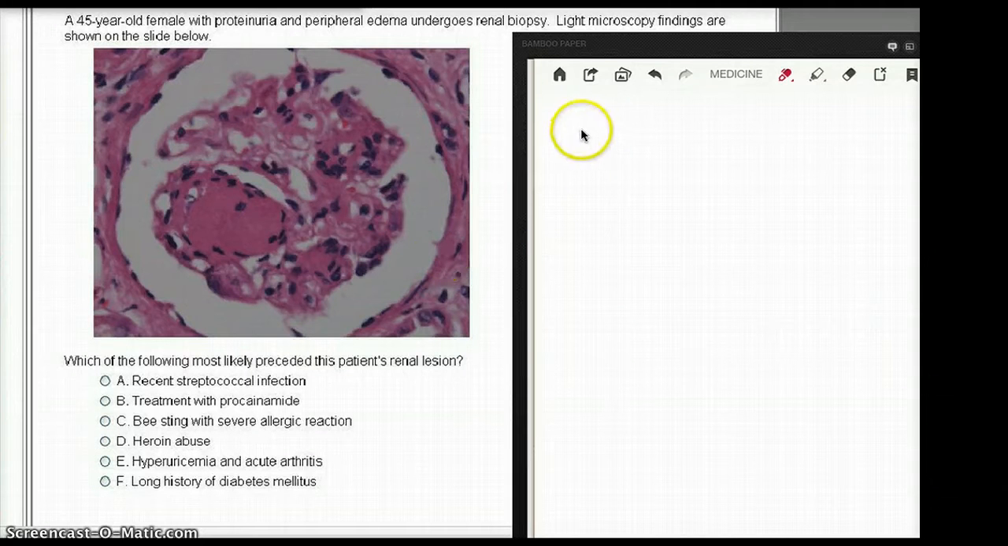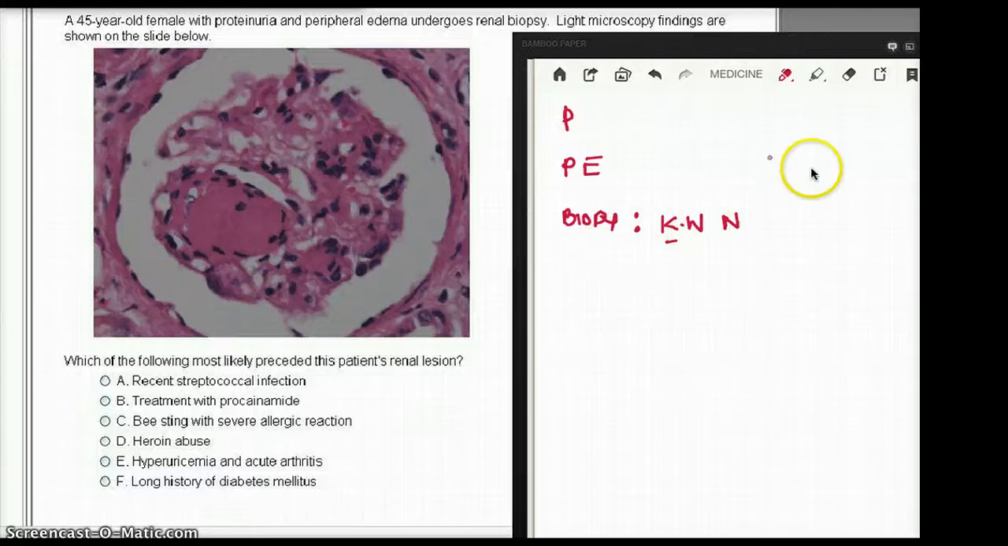So first of all, this patient is 45, female, has proteinuria, peripheral edema, and the biopsy. And what does the biopsy show us? Biopsy shows, look at this round blob right here. This is a Kimmelstiel-Wilson nodule. I'm just going to call it a KW nodule because sometimes I feel like I'm not pronouncing it right. So the KW nodules are found strictly in diabetic nephropathy, which is a nephrotic syndrome. In diabetic nephropathy, we find Kimmelstiel-Wilson nodules.